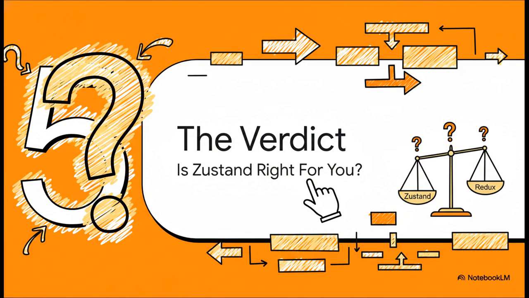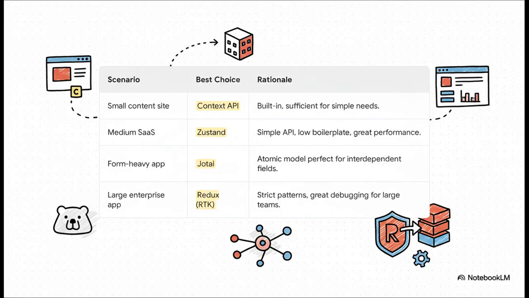So we've seen what Zustand is, how it works, and how to use it well. But that brings us to the million-dollar question. Should you actually be using it in your project? Let's get to the verdict. This decision framework is basically your cheat sheet. If you're building a pretty simple site, honestly, React's own built-in context API is probably all you need. For a medium-sized app like a SaaS dashboard, Zustand hits that absolute sweet spot of simplicity and power.